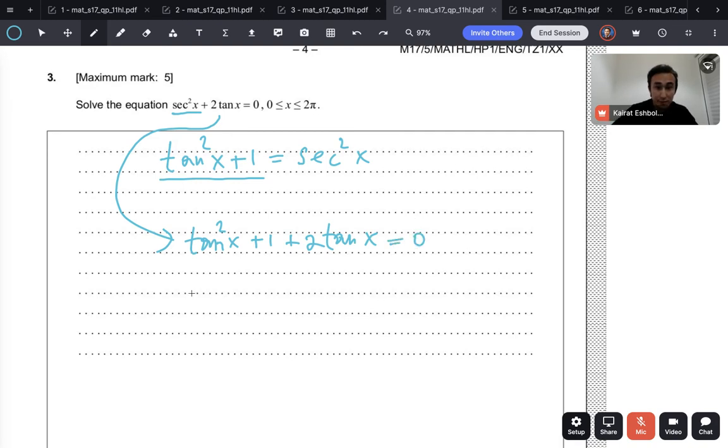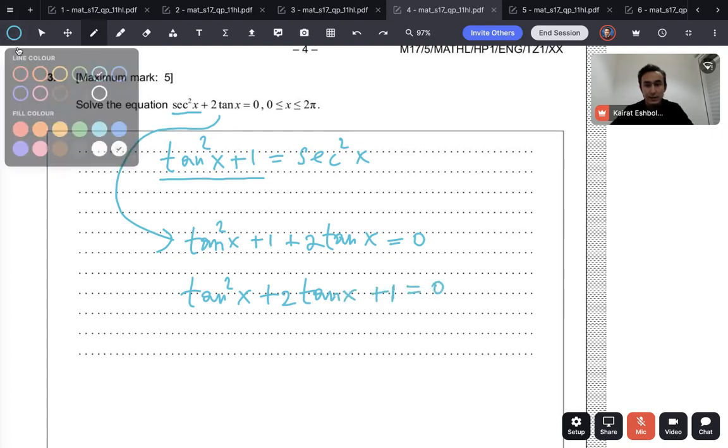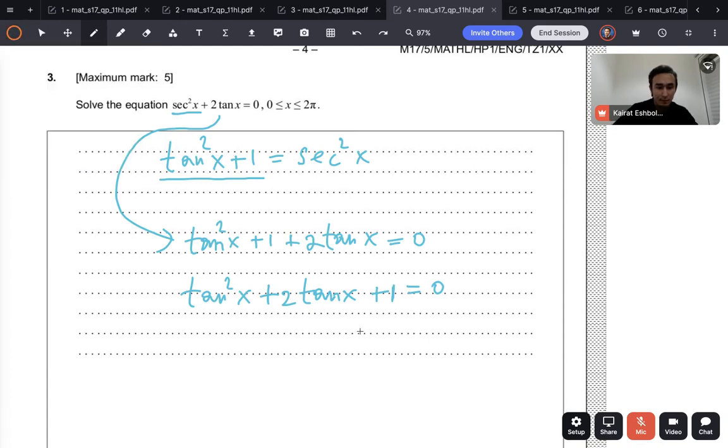So let's rearrange things a bit. Tangent squared x plus 2 tan x plus 1, plus 1 here, is equal to 0. This looks like a quadratic equation, right, guys? That's going to give us the following. We can factorize into 2 brackets: tan x plus 1, and tan x plus 1 is equal to 0.